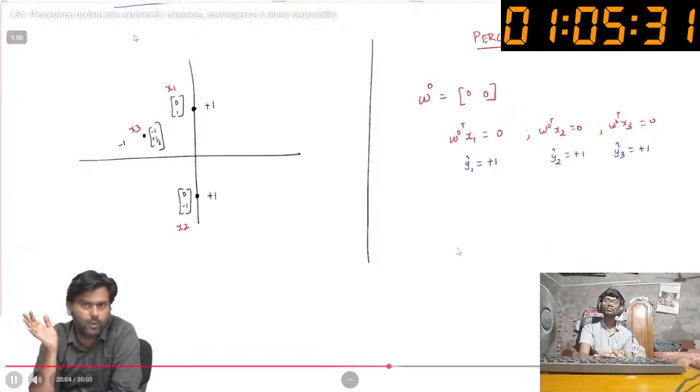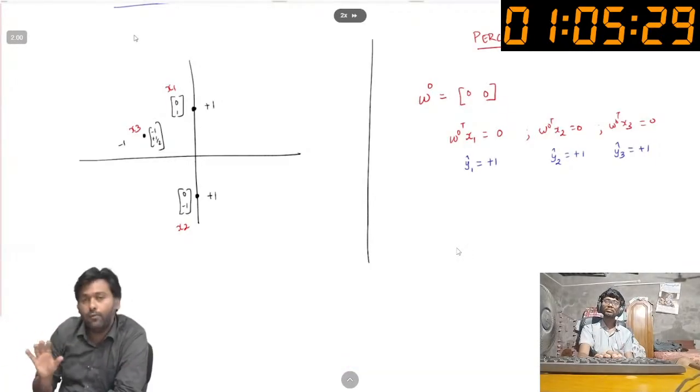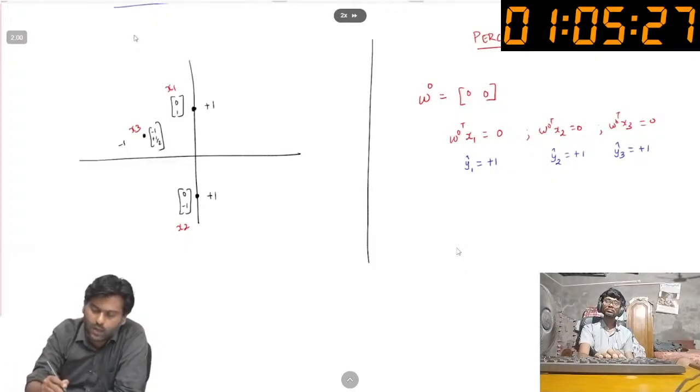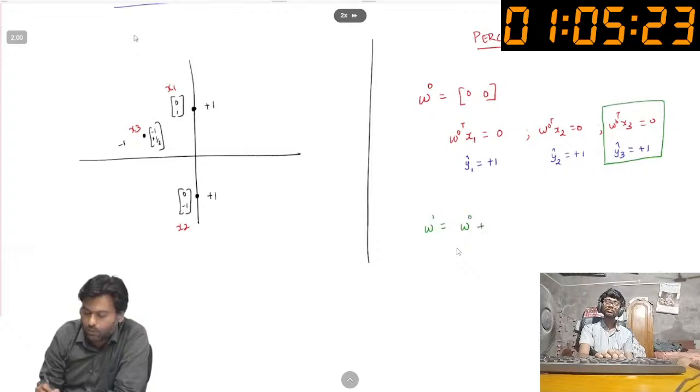So in this case, all 3 would be predicted plus 1. Which means I've gotten 2 points correctly out of 3, and the point where I make a mistake with respect to this W is x3, which is this point, right? So my W1 is just going to be W naught plus x3 into y3, because that's the point where I make a mistake in my data set, which is just 0, 0, which is my W naught, plus x3 is minus 1 half.